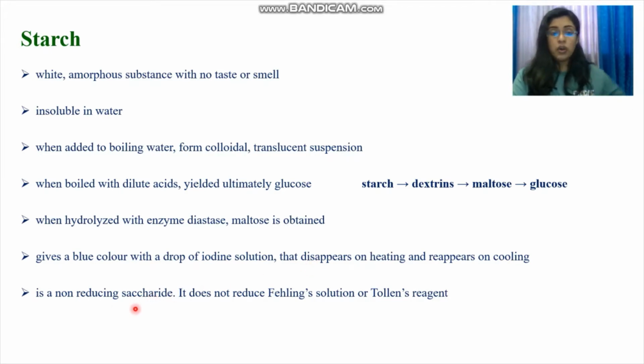Also, if you treat starch with either Fehling's solution or Tollens' reagent, you can see that no reaction takes place. You do not get any silver mirror or red precipitate. So you can easily say that starch is a non-reducing carbohydrate.